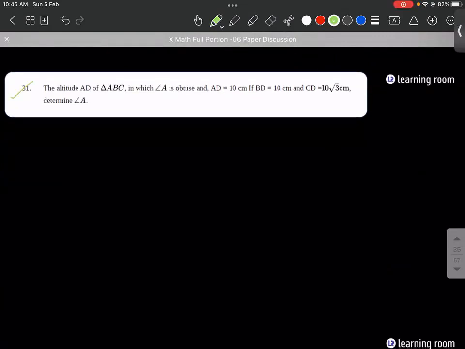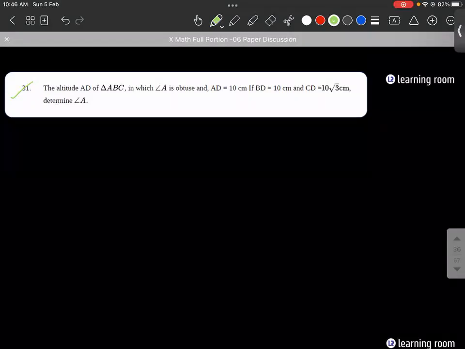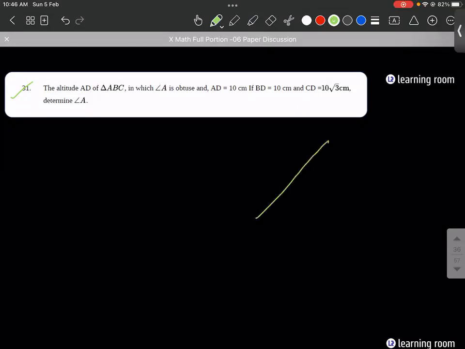The altitude AD of triangle ABC in which angle A is obtuse and AD is 10 centimeter. If BD is equal to 10 centimeter, CD is 10 root 3. Determine the value of A. Answer. 105 degrees. Correct. So how to do this?